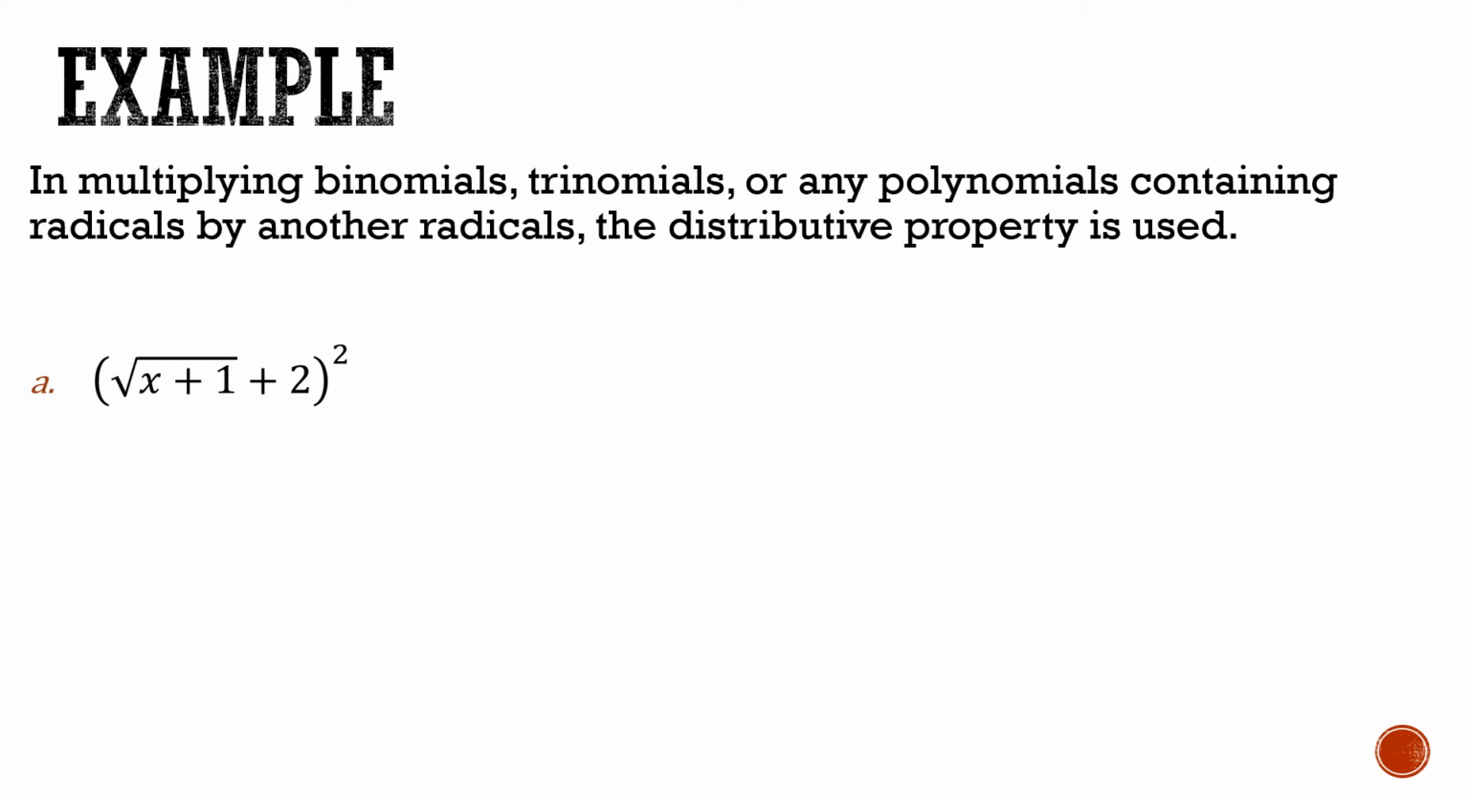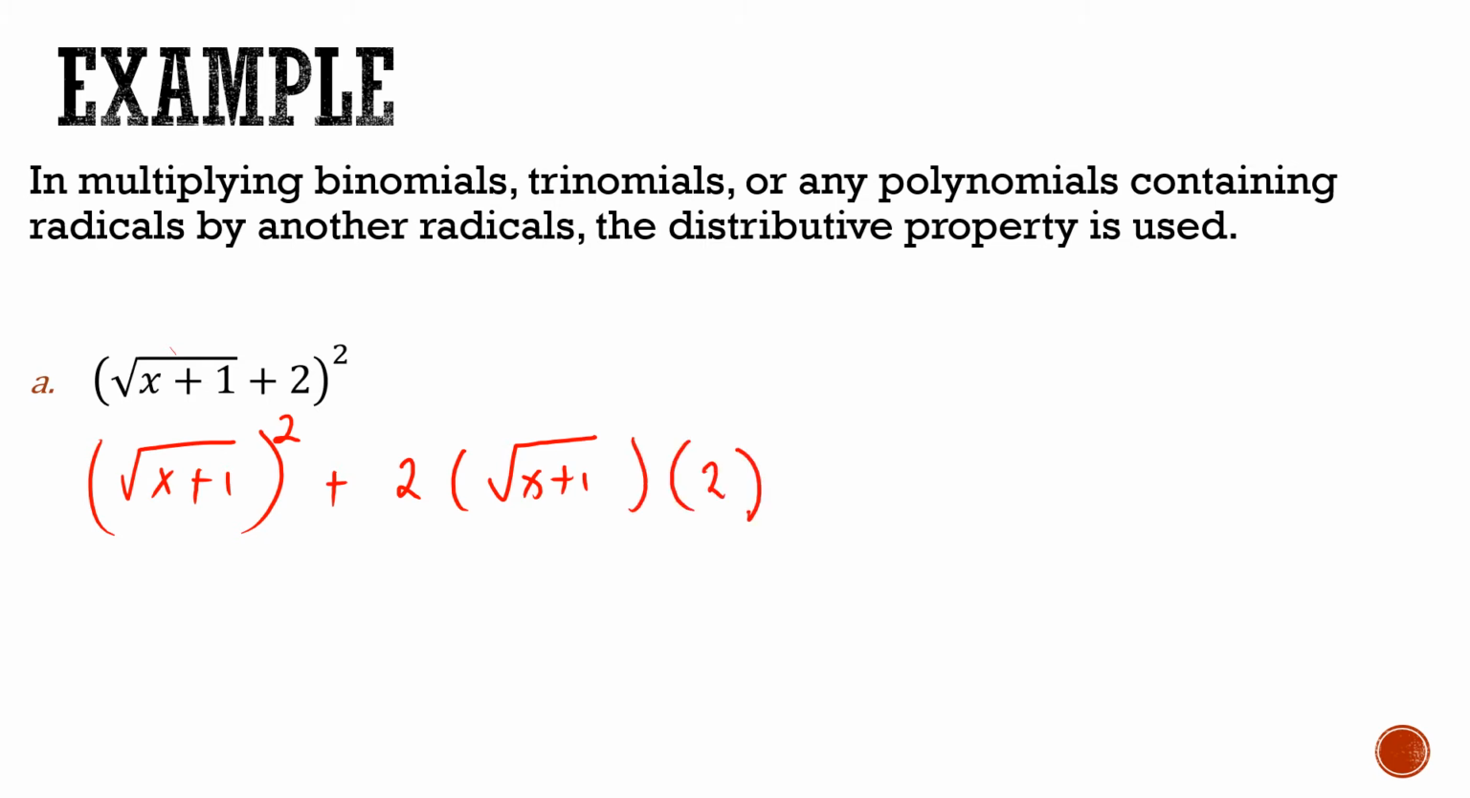Next example. The quantity square root of x plus 1 plus 2, squared. So we will be using the square of the binomial. So the rule is we will square the first term. So we got x plus 1 squared. Then 2 times the product of the first term and the last term. So we got 2 times square root of x plus 1 times 2. And the last term will be the square of the last term. So we got 2 squared.